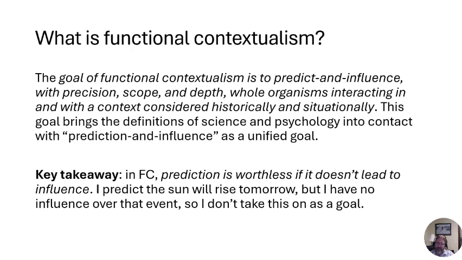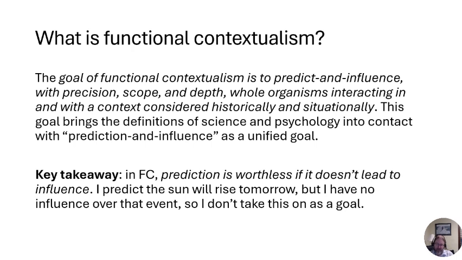But from a functional contextualistic perspective, not necessarily. What we're really interested in is demonstrating that we have the ability to influence events of interest. We have to see some evidence of our influence, and without that, prediction essentially is worthless. From this perspective, I can predict with confidence and be right that the sun is going to rise tomorrow, but I have no influence over that. I can't make it come up faster. I can't make it come up slower. I can't stop it from coming up. I have no influence over that event.